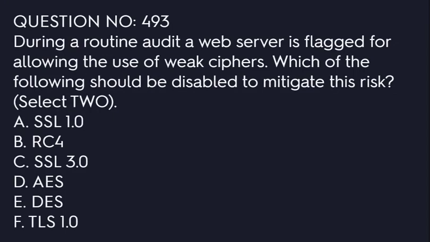Question no. 493. During a routine audit, a web server is flagged for allowing the use of weak ciphers. Which of the following should be disabled to mitigate this risk? A. SSL 1.0. B. RC4. C. SSL 3.0. D. AES. E. DES. F. TLS 1.0. A, E.